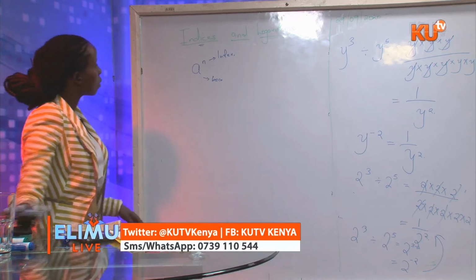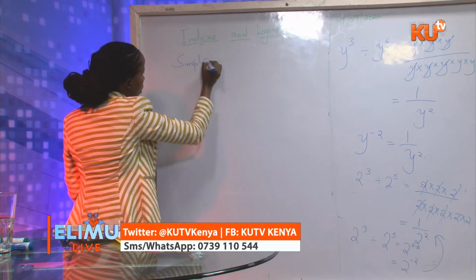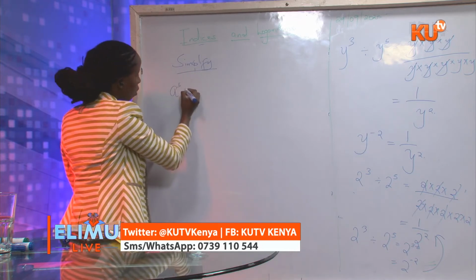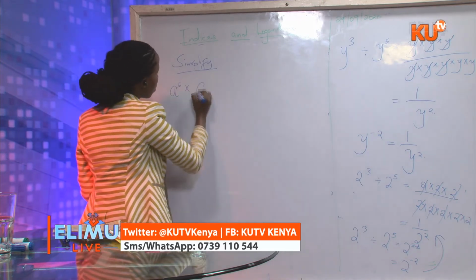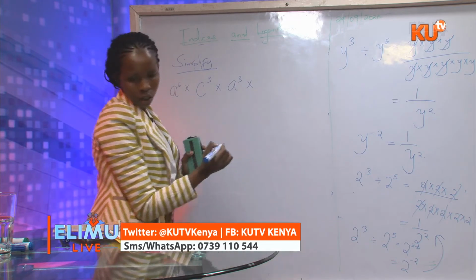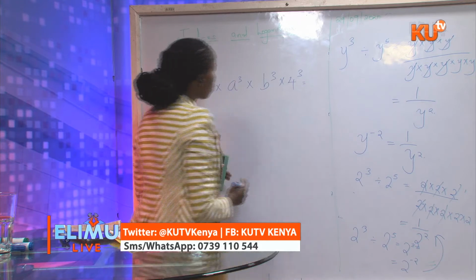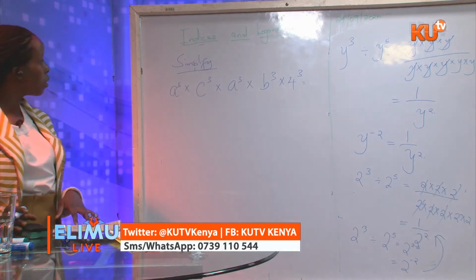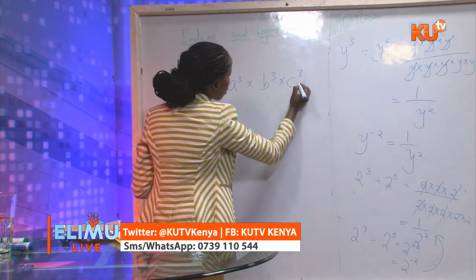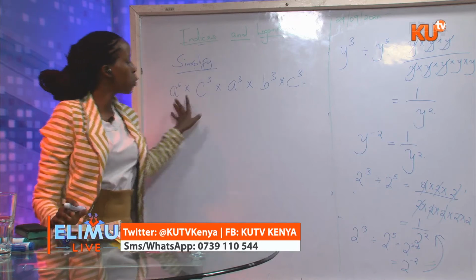We look at some of the examples. Simplify. You can try and work this out back at home. C cubed times A cubed times B cubed times A to the 5. If you are told to simplify these, what is the first thing? We are working with multiplication.